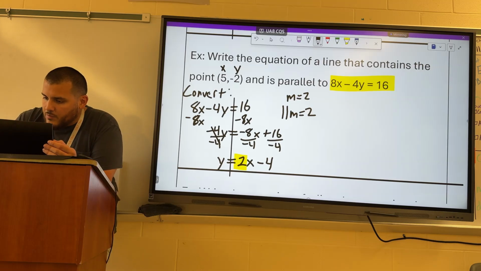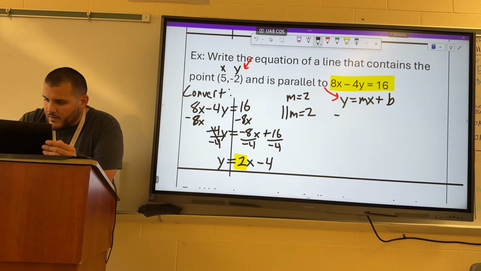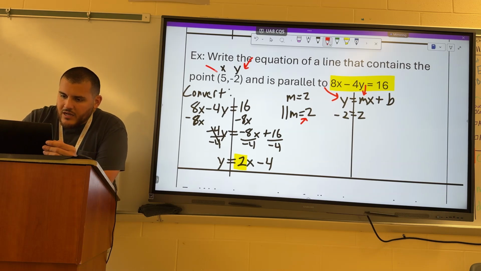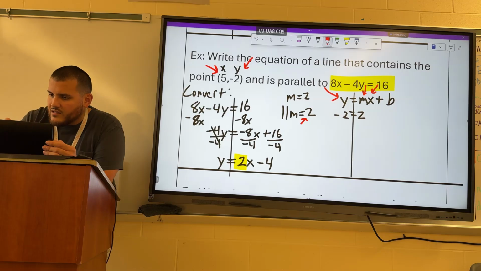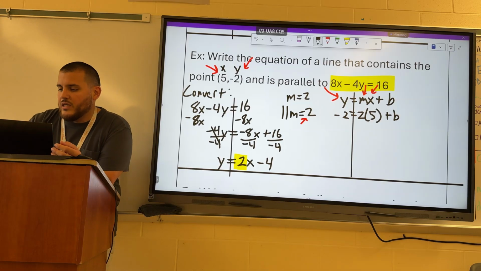And remember, that's going to plug into our slope-intercept equation for us to find out what our y-intercept is going to be. So that negative 2 gets plugged in for our y. That slope of positive 2 gets plugged in for our m, so we have positive 2. That x-coordinate of positive 5 plugs in for our x, so we're doing times 5. And now the only unknown in that is our b, and we can solve for that.